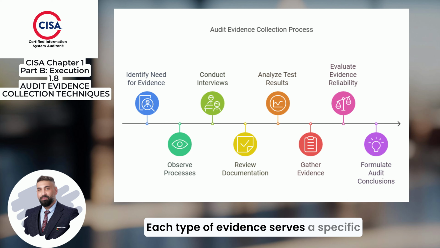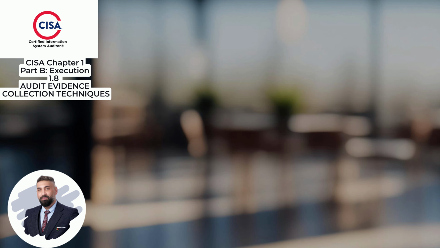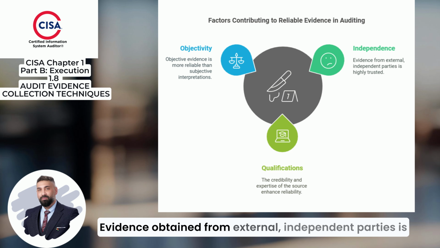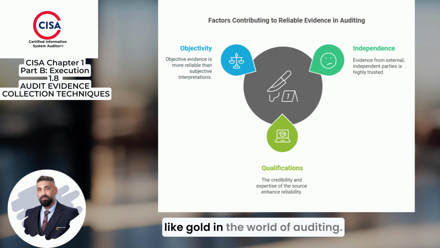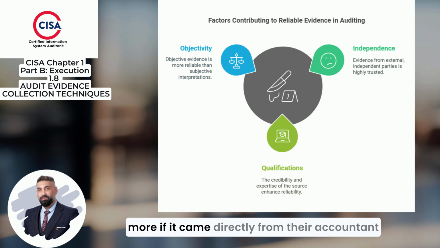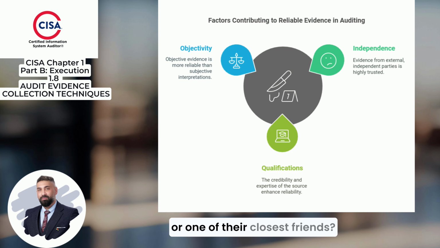Each type of evidence serves a specific purpose and holds varying degrees of reliability. Some sources are rock solid, while others might require a more skeptical eye, and this is where the artistry of auditing meets its science. Let's start with the most reliable sources of evidence. Independence, for example, plays a key role. Evidence obtained from external independent parties is like gold in the world of auditing. Think of it this way. Would you trust information about someone's financial health more if it came directly from their accountant or one of their closest friends? Probably the accountant, right?